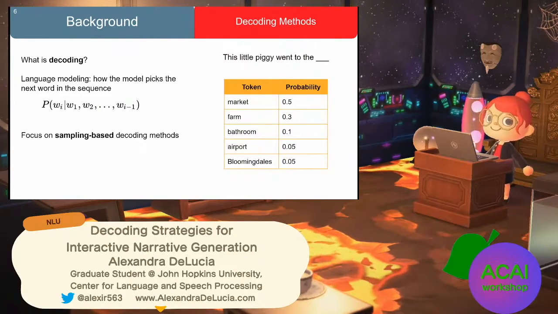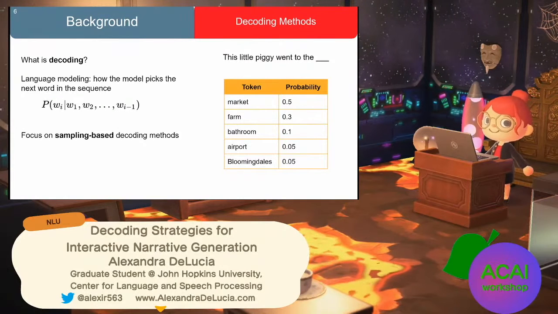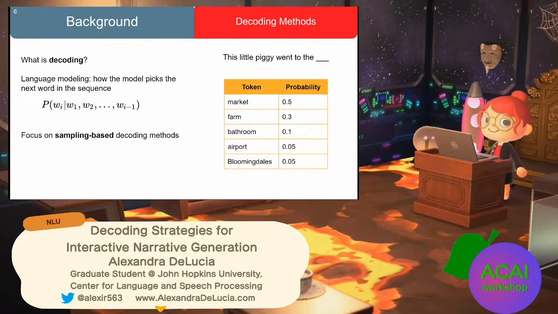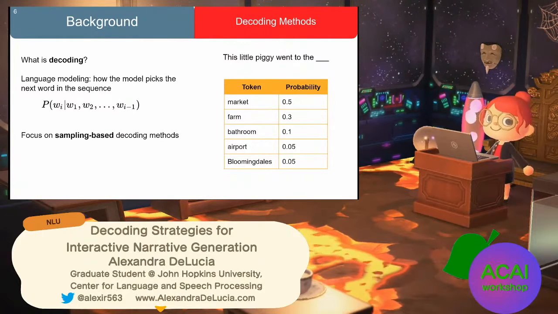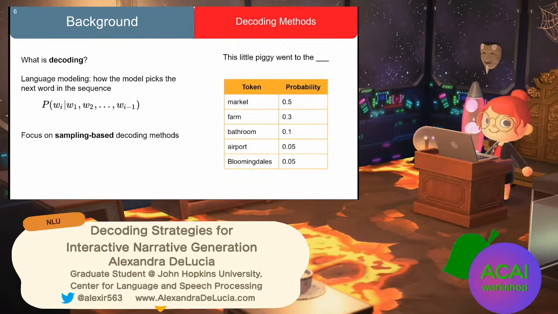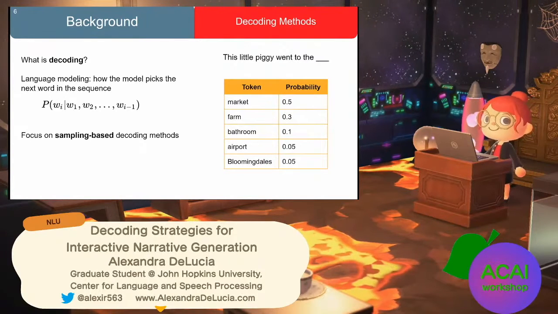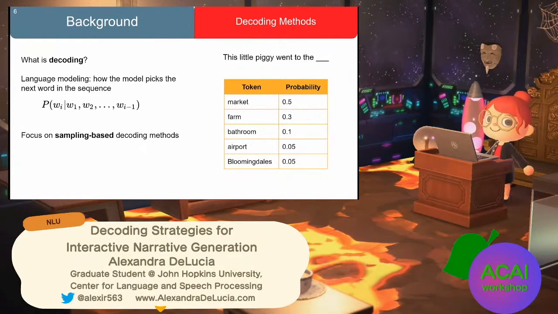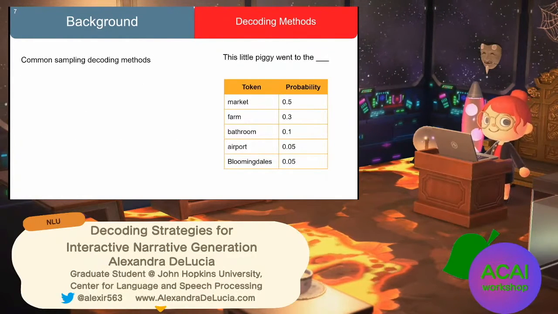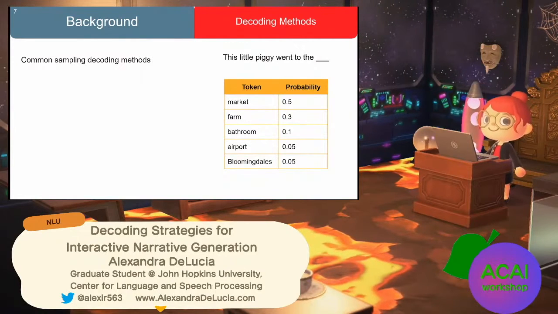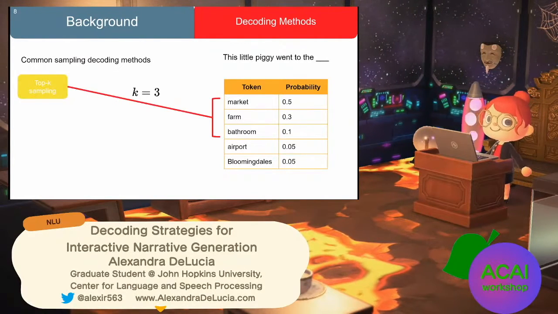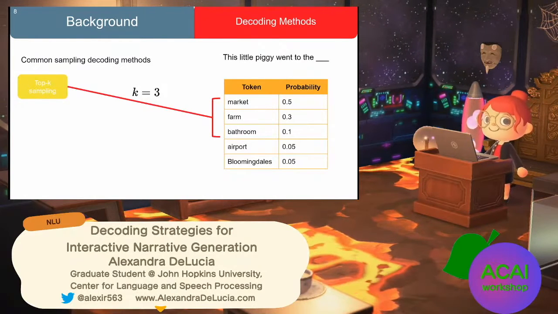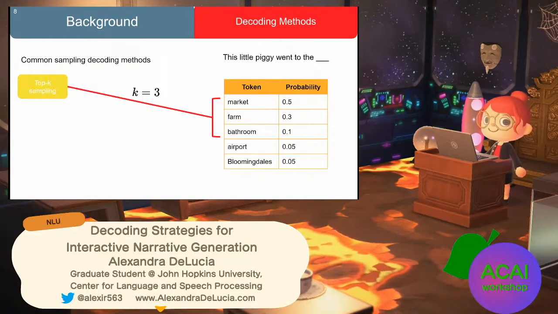So decoding is the language modeling portion for text generation. The decoding step determines how the next token in a sequence is selected. There are search-based and sampling-based decoding methods, but for this work, we're only going to focus on sampling methods. There are a few common ones, such as top K sampling, where out of all possible tokens, you resample from only the top K.